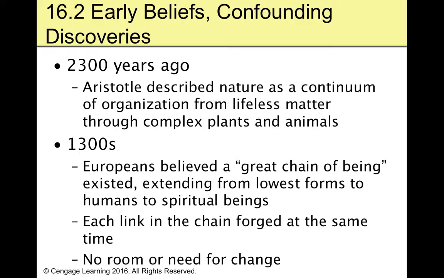So 2,300 years ago, Aristotle describes nature as a continuum of organization from lifeless matter up through complex plants and animals. Doubtless humans were pretty near the top because we must be the apex of everything. We're the best, I guess. And then in the 1300s, Europeans believed in this great chain of being. And this is kind of funny. It's kind of cool, kind of funny.